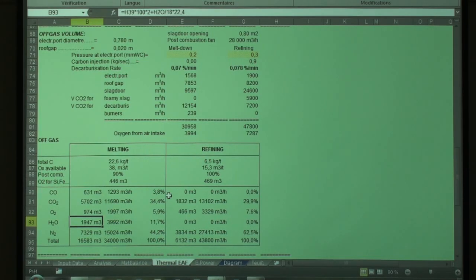Because for the post-combustion, the adiabatic temperature of the flame is 2,800 degrees. 2,800. Yeah.